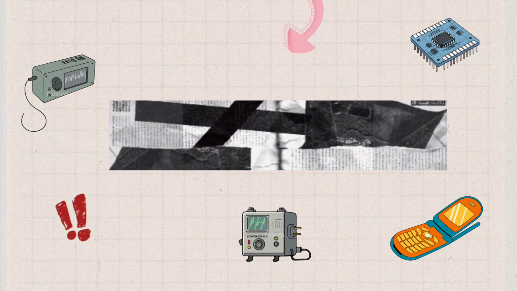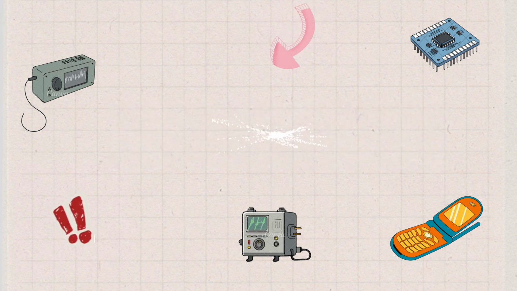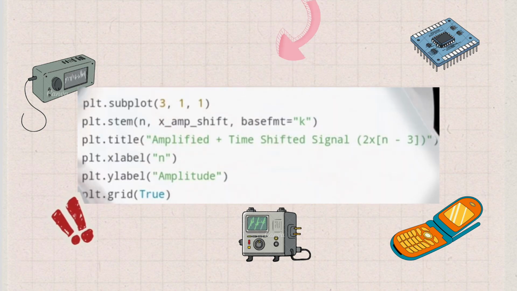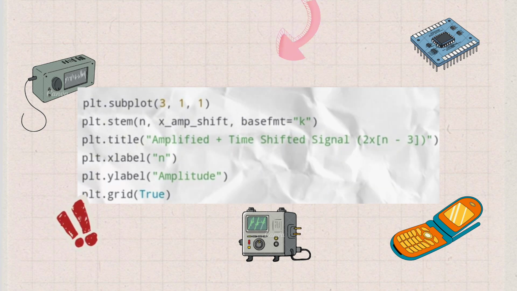Step 4. Plot all combined results. The next sections display all three transformations in one figure for comparison. This sets up a larger plotting window to fit all three subplots. Plot 1. Amplified plus time shifted. In this first subplot, you'll notice the peaks are taller and the signal is shifted right. It visually demonstrates the effect of amplification and delay.